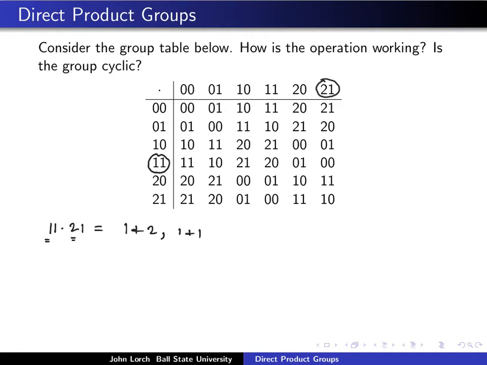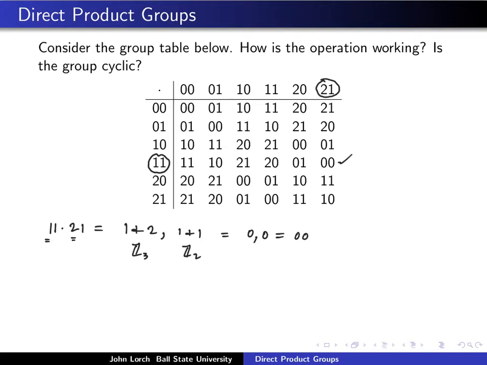Now we have to know in what setting we're adding these things. So the 1 plus 2 is going to happen inside of Z3, and the 1 plus 1 is going to happen inside of Z2. Notice that 1 plus 2 is equal to 0 in Z3, and 1 plus 1 is equal to 0 in Z2. If we remove the comma, that just gives us (0,0), which is our result.